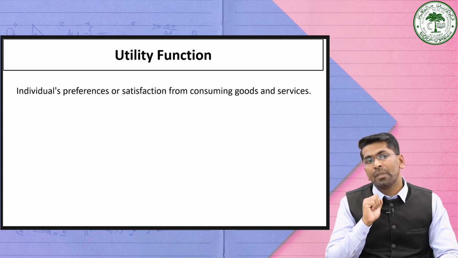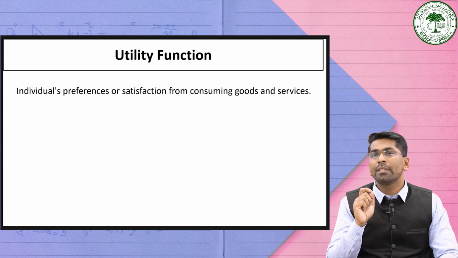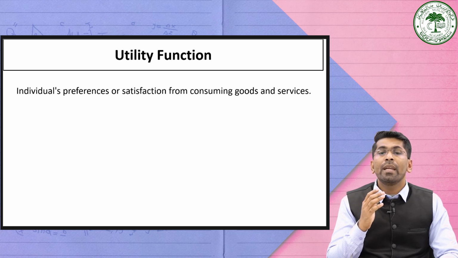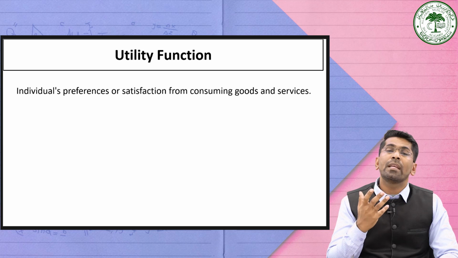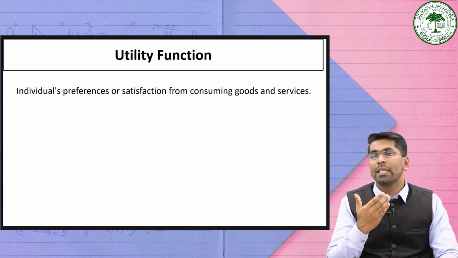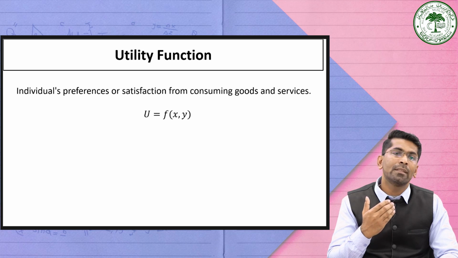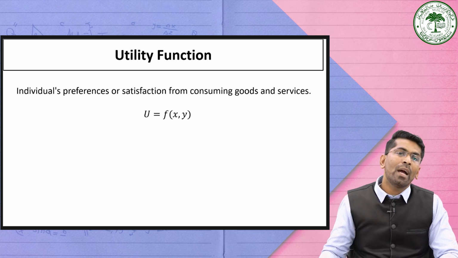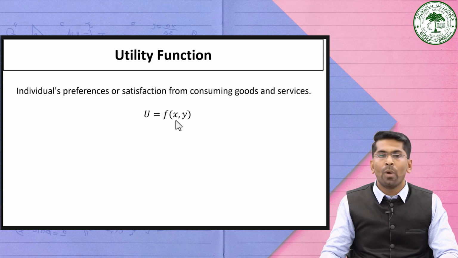For example, if we have two commodities, commodity X and commodity Y, which the consumer purchases for consumption, then the utility derived from these commodities can be written as U = f(X, Y). So utility is a function of X and Y.